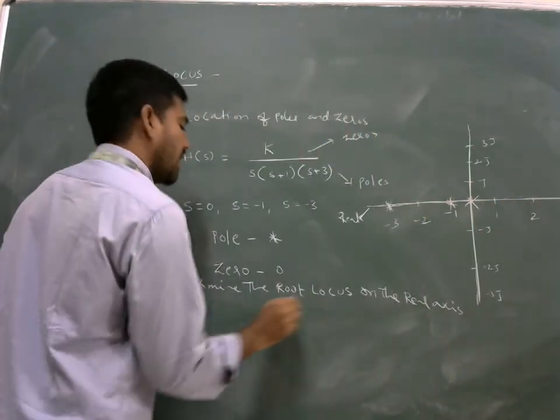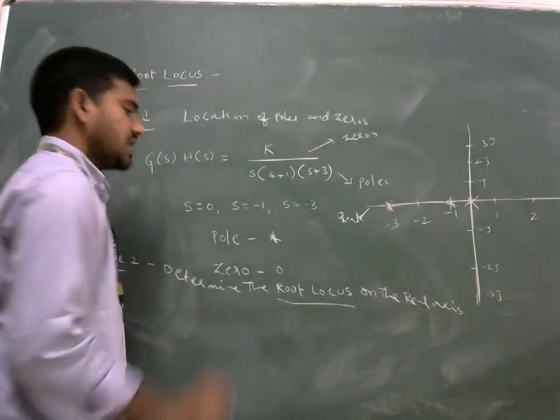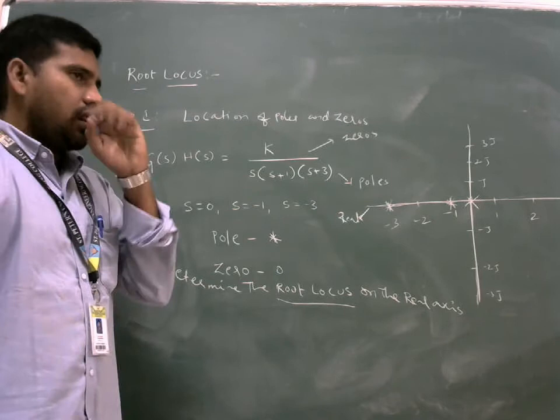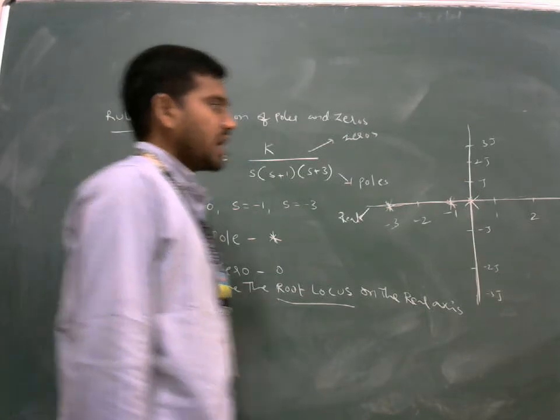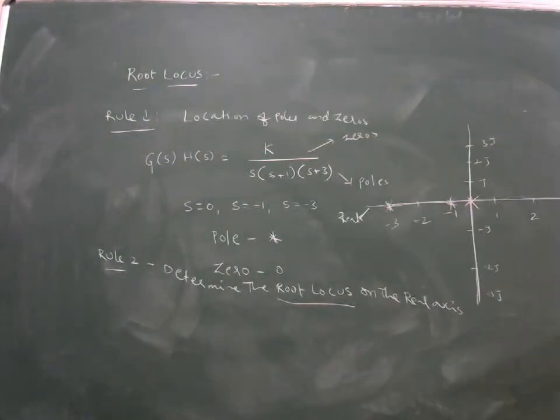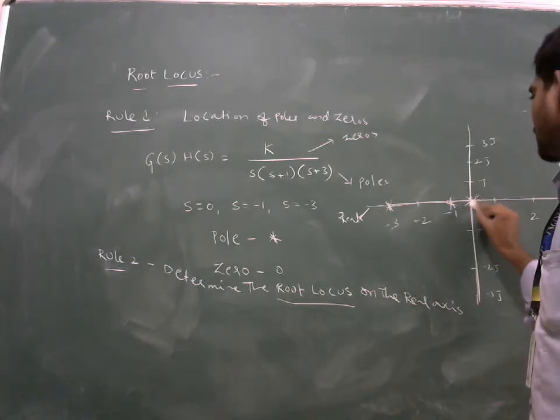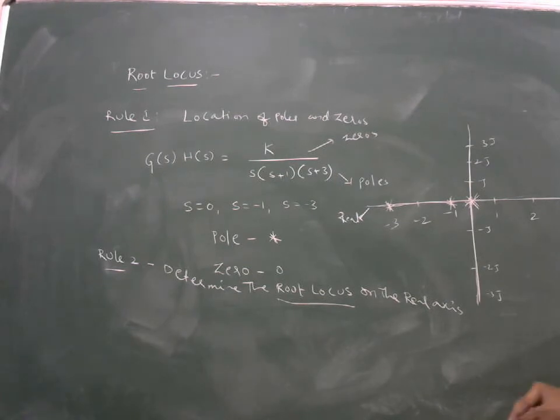Now what are we going to find? Determine the root locus on the real axis. How are we going to tell whether the root locus will be present on the real axis or not? Now you see that there is one pole at 0. On the left half of this plane, you consider that pole and you consider the left-hand side of that particular pole.